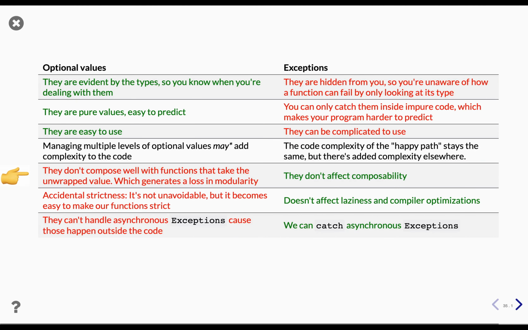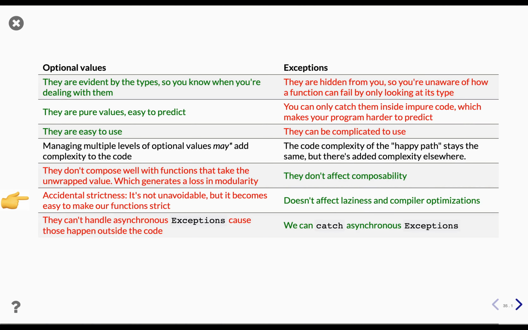A bad thing about optional values is that they don't compose well with functions that take the unwrapped value, which generates a loss in modularity. It happened to us when we changed from using read to readMaybe. That made it so our safeDiv that took two integers could not work anymore, and we had to change the function to handle the cases of the Maybe inputs. So it makes it a bit more verbose and harder to compose. In the case of exceptions, because they are hidden, they don't affect composability.